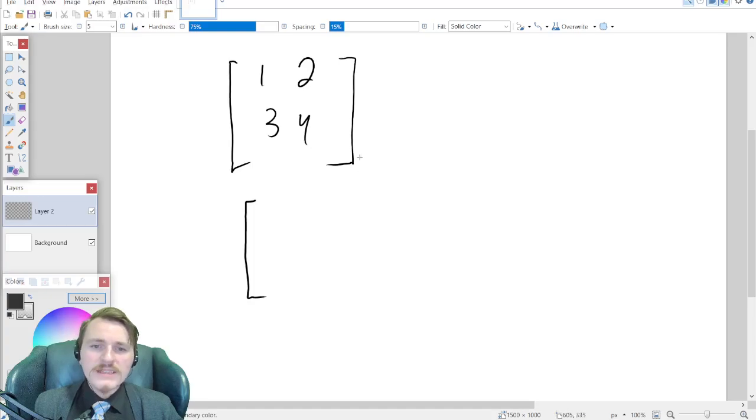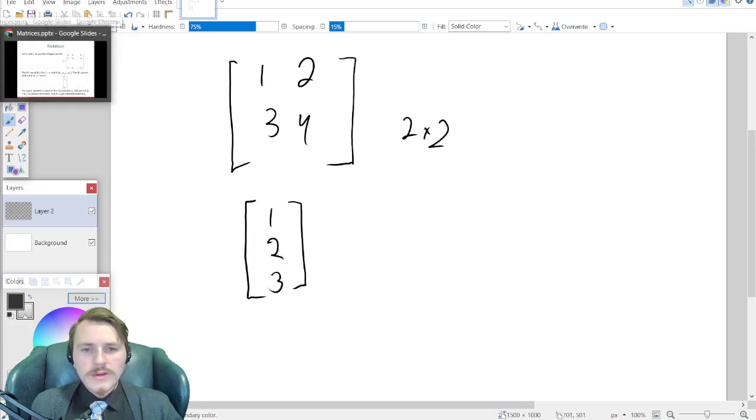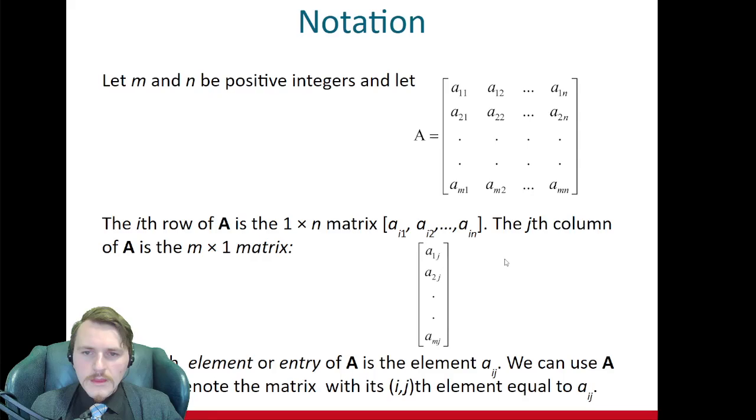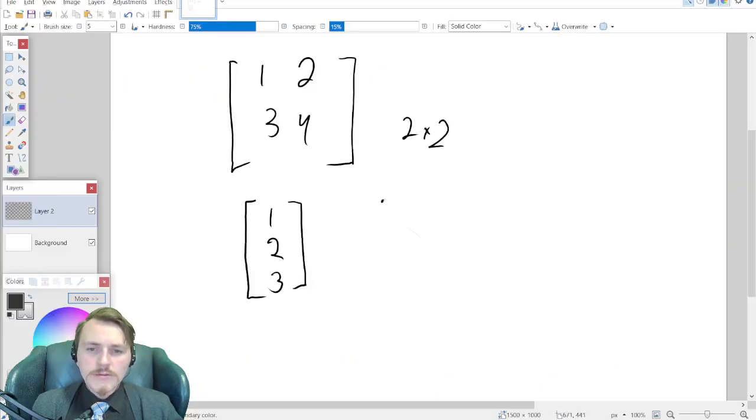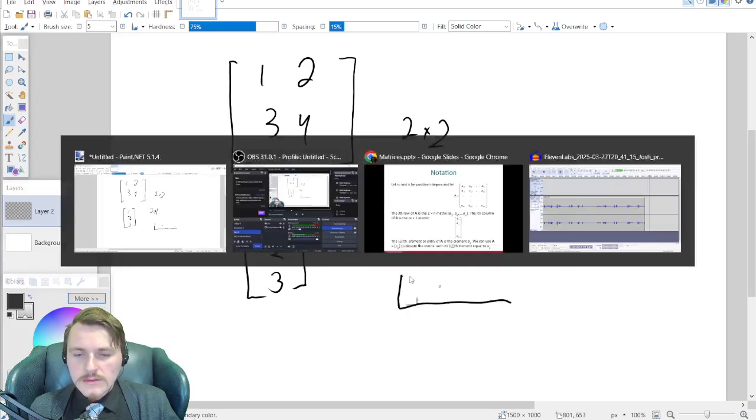All right, so how big is this matrix? This is a 2 by 2 matrix, right? What about if we have a matrix like this? 1, 2, 3. Well, let's see what our notes say here. This tells us that we have m rows, 1 column. Rows, columns. So this would be 3 rows, 1 column. That's always the order.